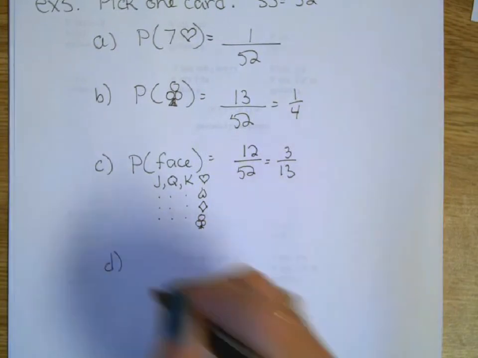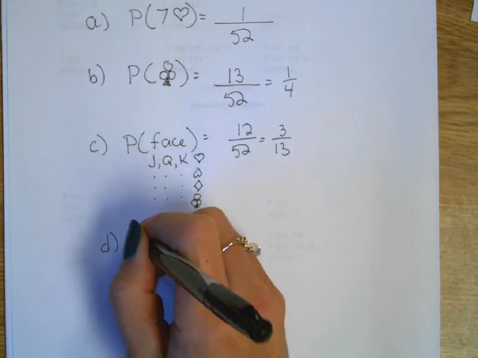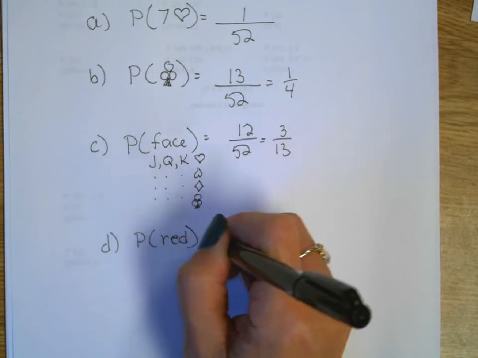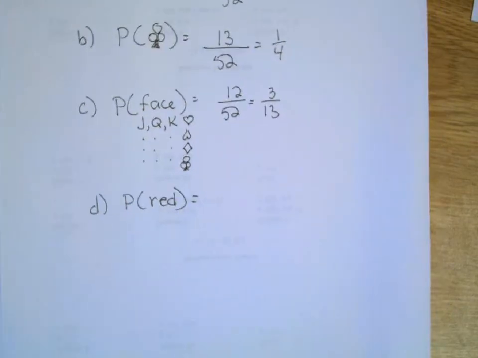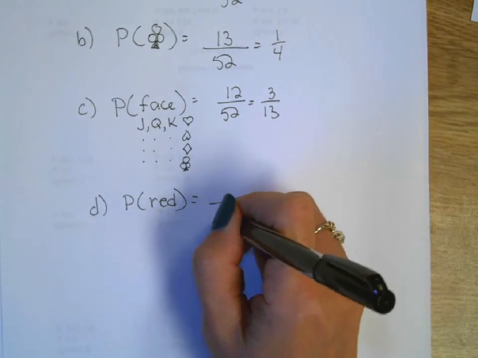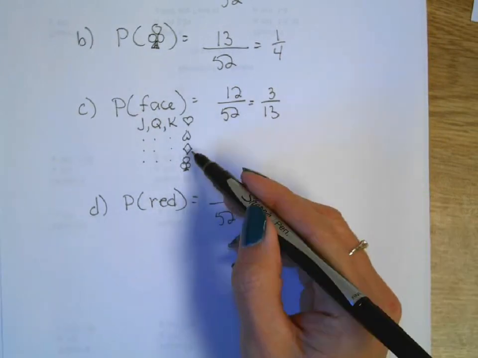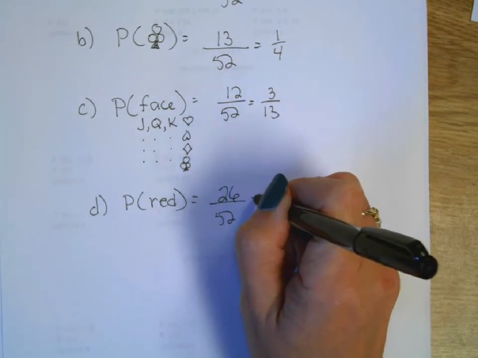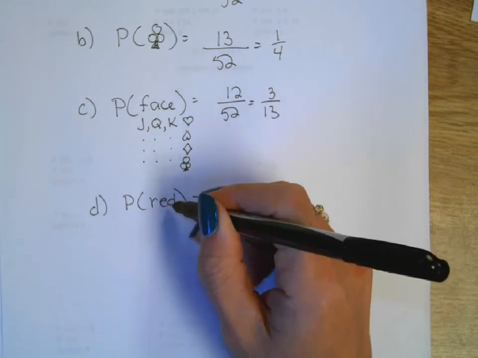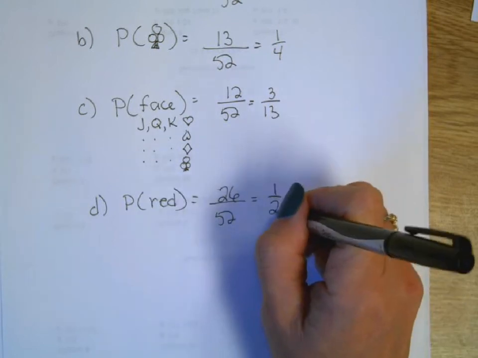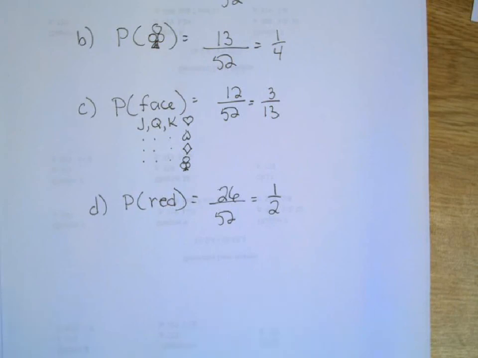And then the last question, what's the probability that the card I pick is red? So that means I'm still out of 52. Reds are the hearts and diamonds, there's 13 of each, so there's 26 of them, which reduces down to what we could have thought of right off the bat, that red makes up half of the deck, so I have a 50% chance.